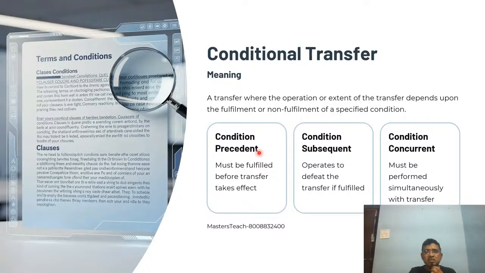Condition precedent, that means it must be fulfilled before the transfer takes place. Then condition subsequent operates to defeat the transfer if it is fulfilled. Then condition concurrent must be performed simultaneously with the transfer. These are the conditional transfers.